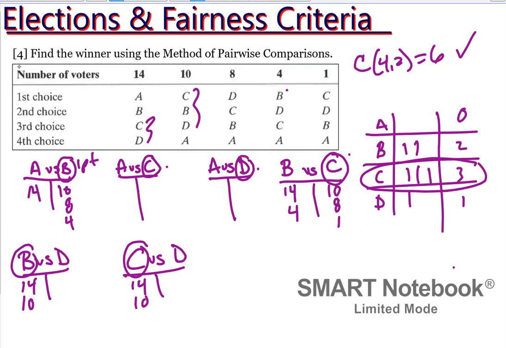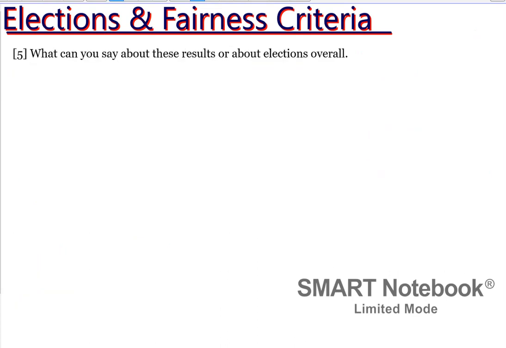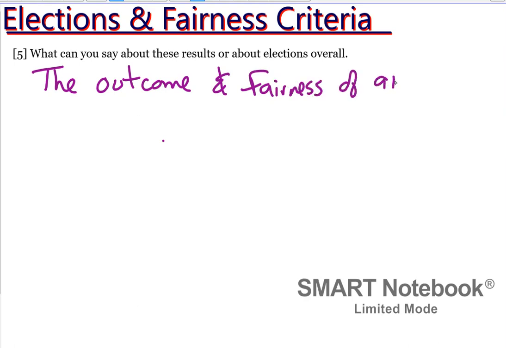So we used this same table in all 4 methods, and we used 4 different counting methods, and we got 4 different winners. So what is the conundrum that comes up? What is it about fairness that comes up? And the fairness of an election is determined by the rules set before the election takes place. The outcome and fairness of an election are subject to the rules of the election.